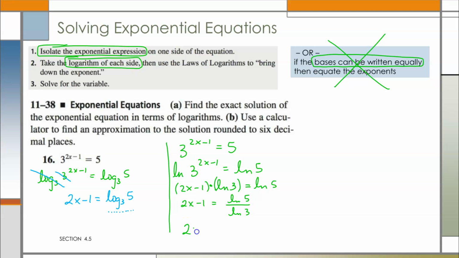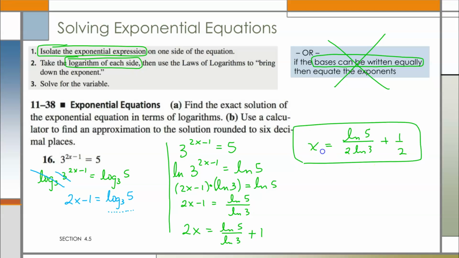We add 1. So we have the ln of 5 over the ln of 3 plus 1. And then we divide both sides by 2, or multiply both sides by a half. That becomes the ln of 5 over ln of 3 times 1/2, and then we have plus 1/2. This is called our exact answer. The answer is exactly this.